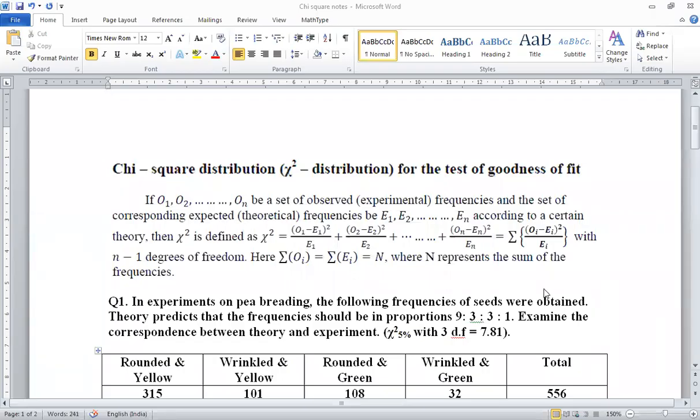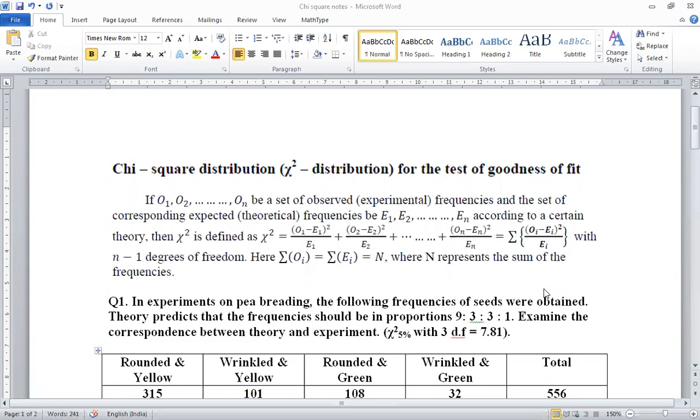Dear students, in today's class, we discuss chi-square distribution for the test of goodness of fit. This test basically compares the observed frequency with the expected frequency, to check whether the observed data is in line with the expected data or not. Let's see the test first.